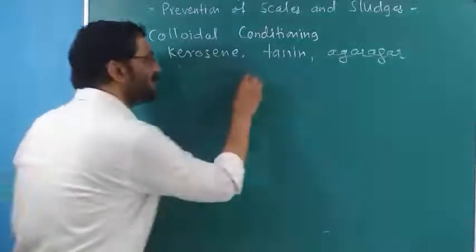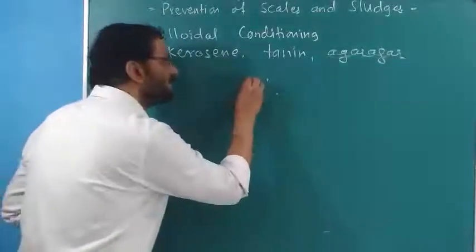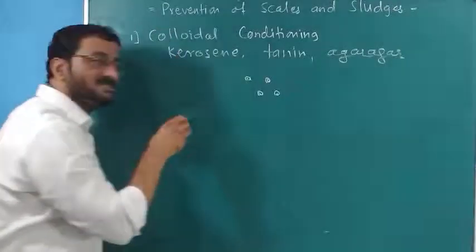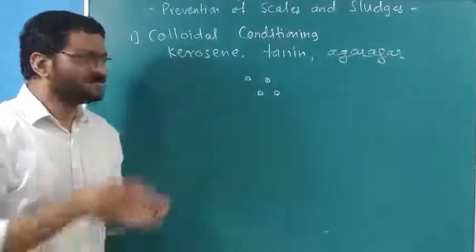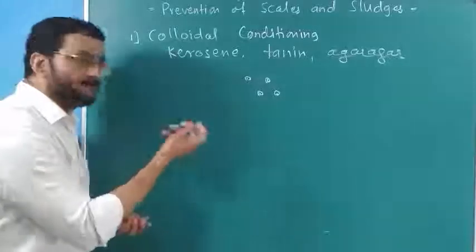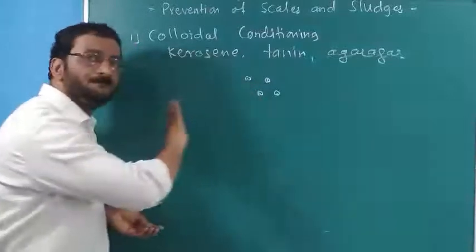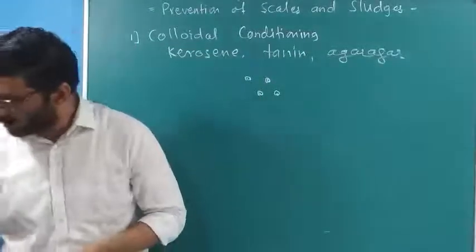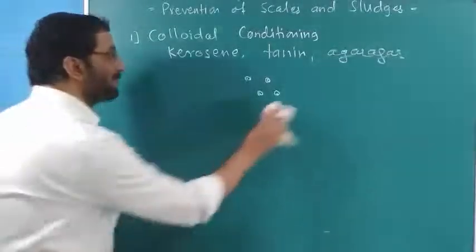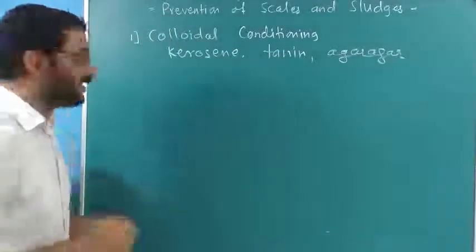If this is my fine precipitate, tannin and agar-agar form a sort of blanket, a sort of coating over the sticky precipitate, maybe of sulfates, maybe of carbonates, and make it soft, loosely held, slimy, so that this precipitate can be easily removed by brushing the boiler part or by scraping or even by blowing air, called blow down operation. So this is one simple treatment that is called colloidal conditioning.